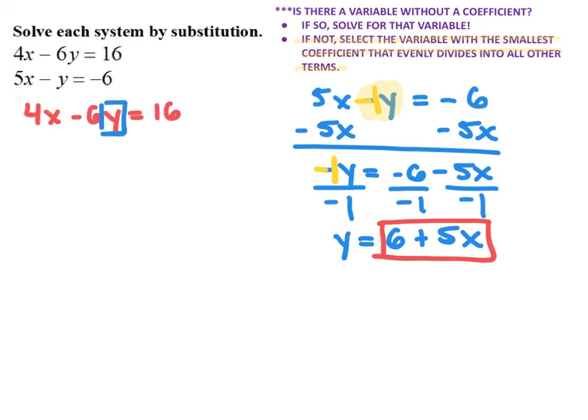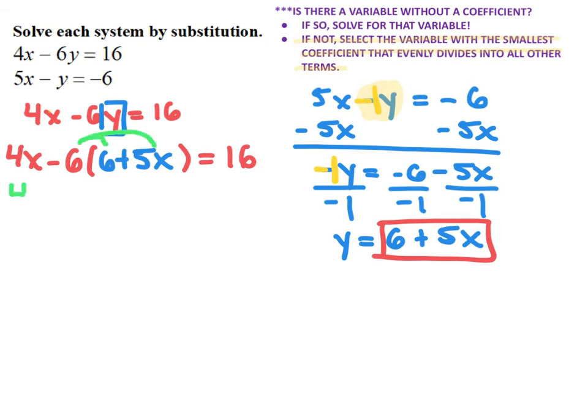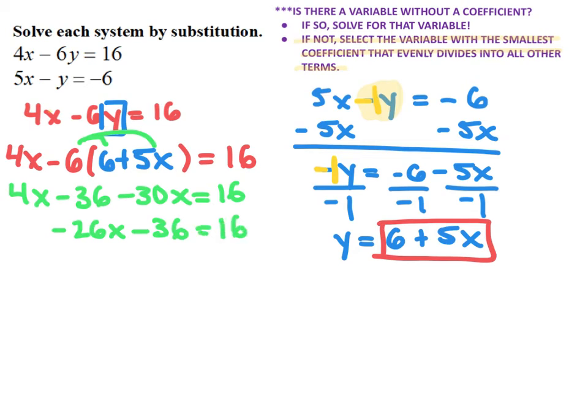So it'll become 4x minus 6 times 6 plus 5x is equal to 16. To solve, you'd first have to distribute. So it'll become 4x minus 36 minus 30x equals 16. Combine like terms to get negative 26x minus 36 equals 16.